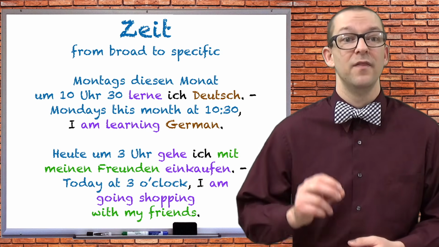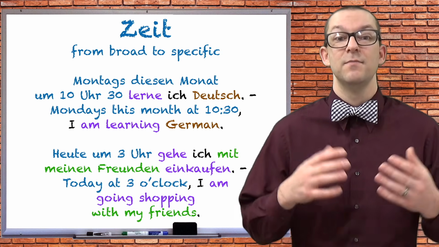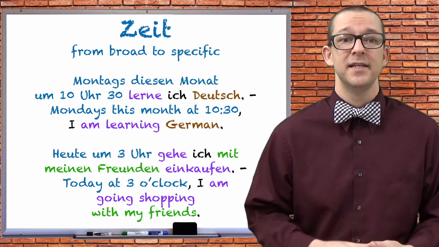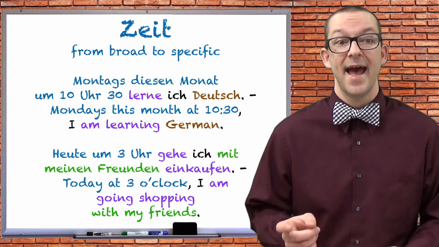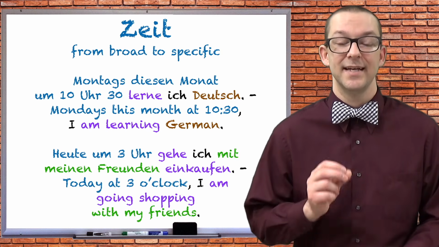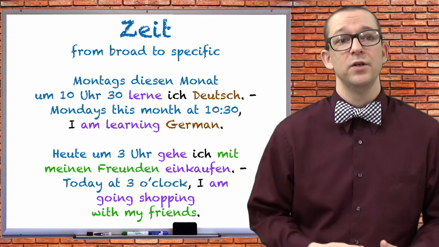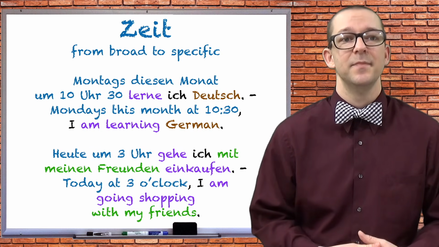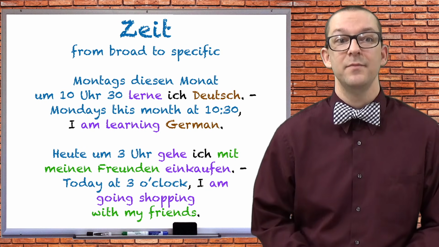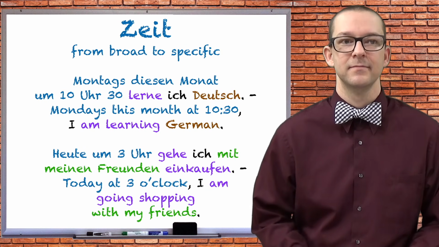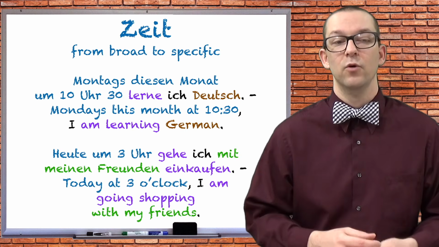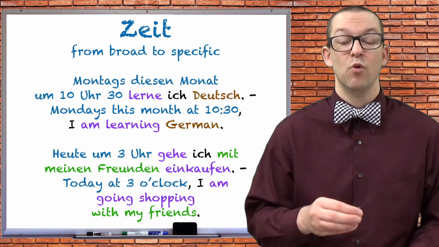Mondays happen every month of every year, which means that this is the most broad term in this sentence. This month only happens once, which means that it's more specific than Mondays. At 10:30 is clearly the most specific time in this sentence as it gives the precise time of the day. Heute 3 Uhr gehe ich mit meinen Freunden einkaufen. Today at 3 o'clock I am going shopping with my friends. Today is the larger or broader time here, and 3 Uhr, or at 3 o'clock, is obviously more specific, so it goes next.